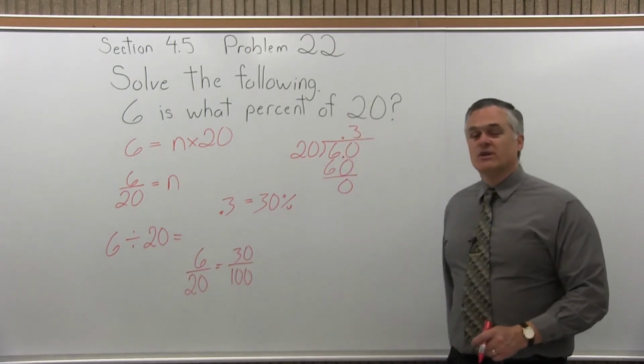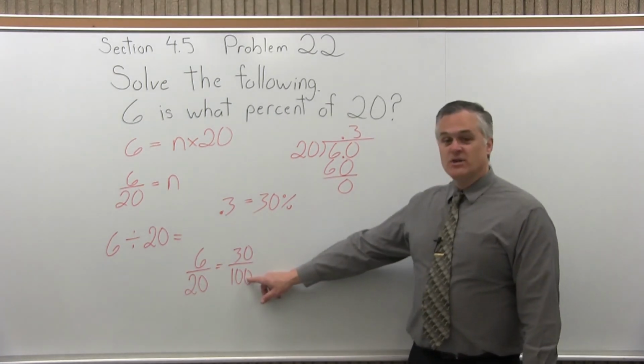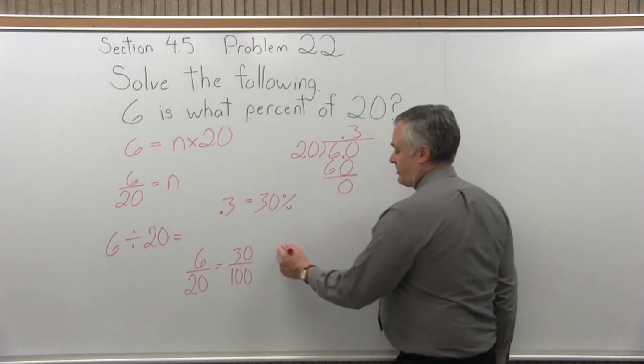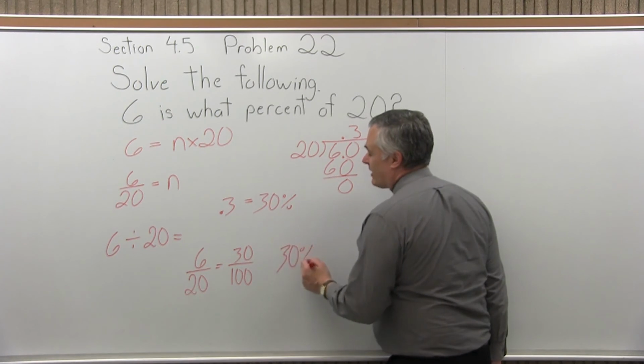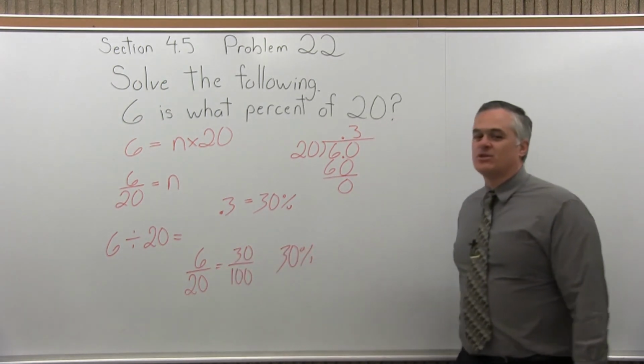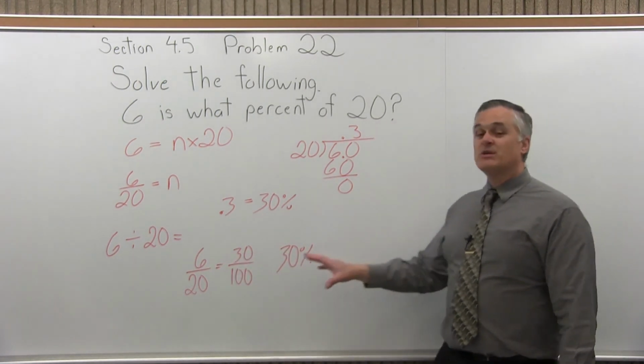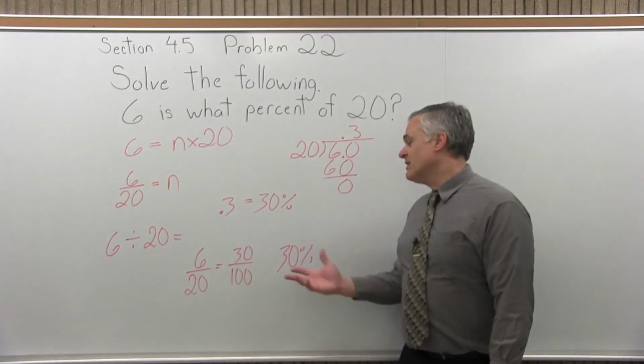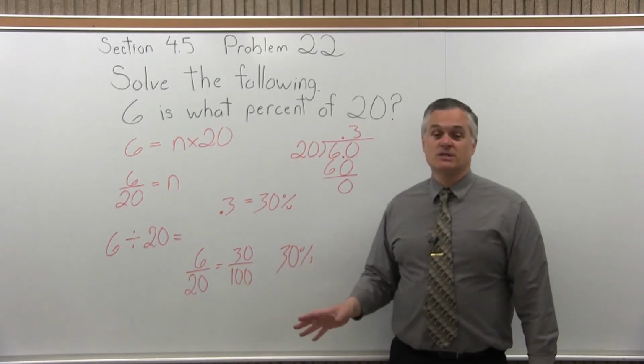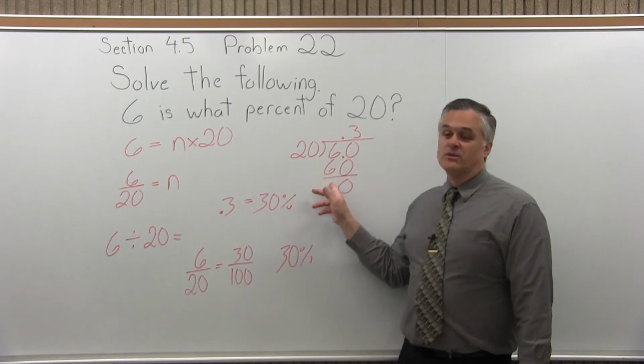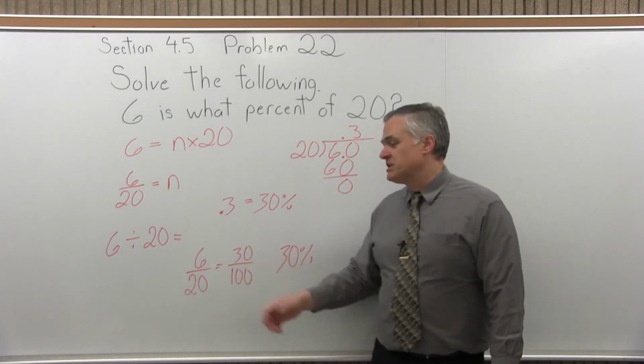I have 30 over 100. When the denominator is 100, the numerator is the percent. 30%, I get the same answer a little quicker if I notice that I can make the denominator 100 easily. Sometimes you can't make the denominator 100 easily, and even when you can, you might not notice it. So if you don't notice, not the end of the world. You get the answer. If you do notice, you get the answer a little quicker.